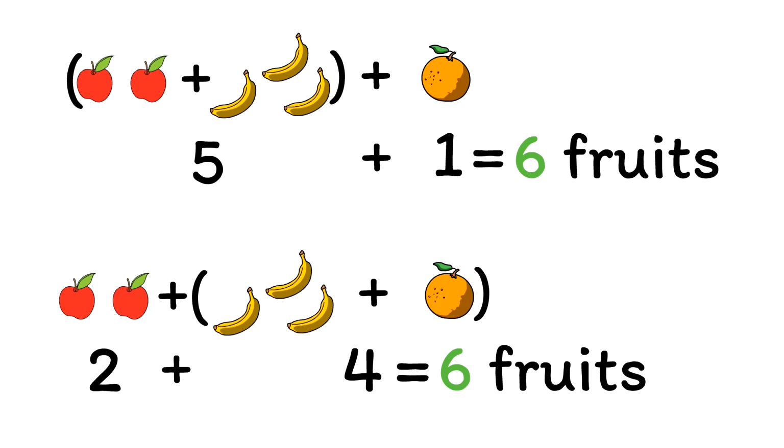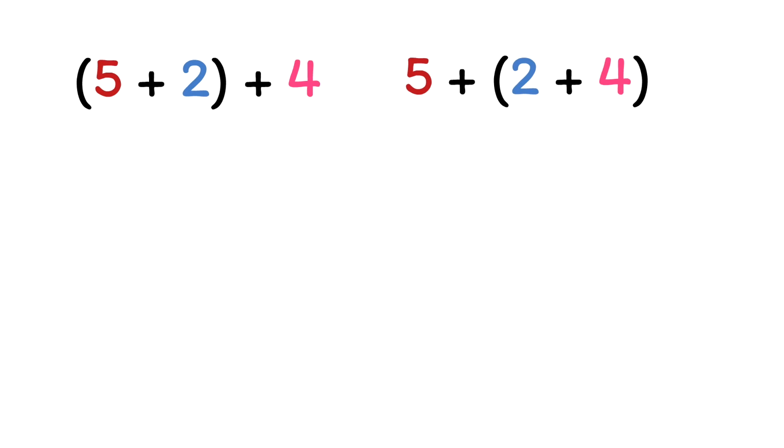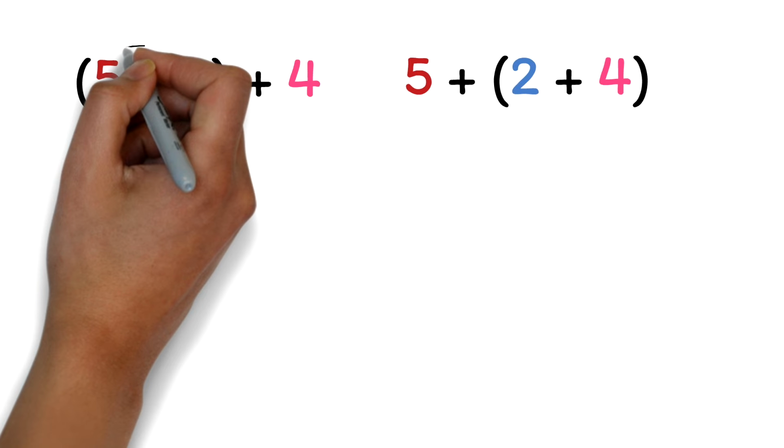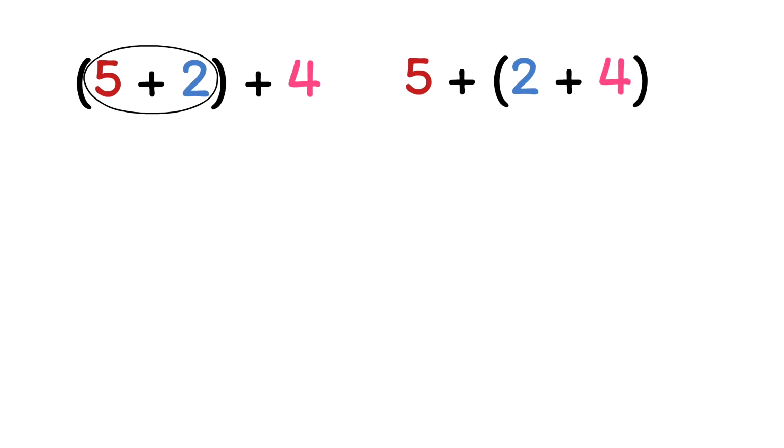For the associative property, no matter how we group the values, the answer stays the same. Let's try another example, but this time with numbers. Notice here that the numbers on the left side and right side are the same. However, on the left side, the 5 is grouped or associated with 2.